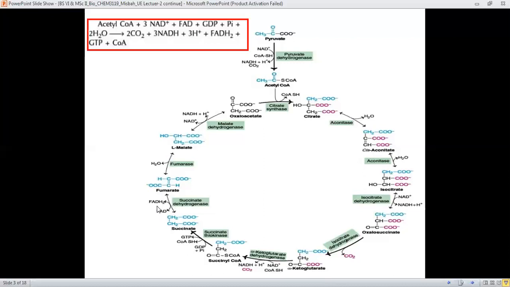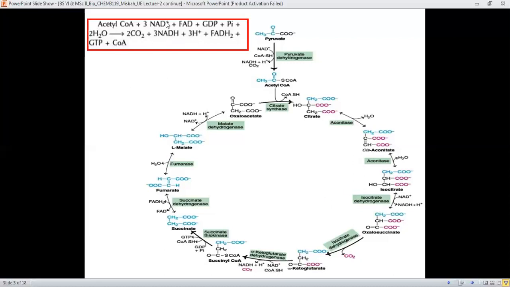dehydrogenase acts on succinate to remove 2 hydrogens from these two carbons to give fumarate, and fumarate later on is converted into L-malate. There is addition of the water molecule across this double bond, and L-malate again undergoes dehydrogenation or the removal of the hydrogens, or in fact this is the oxidation of L-malate to give oxaloacetate.